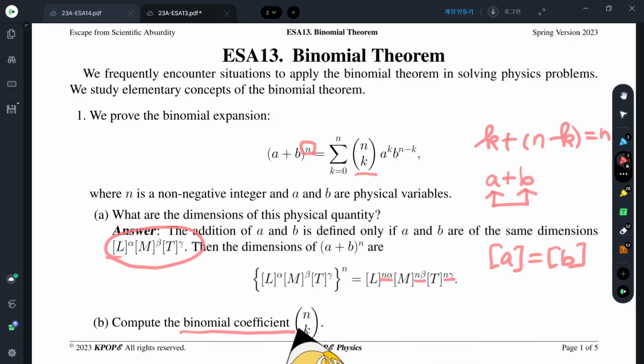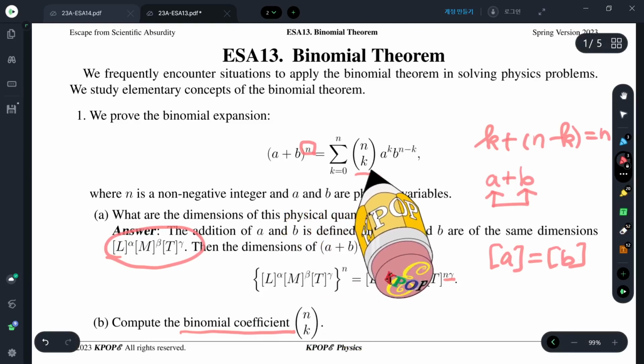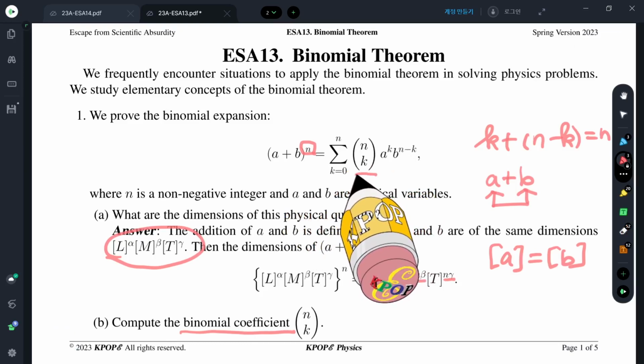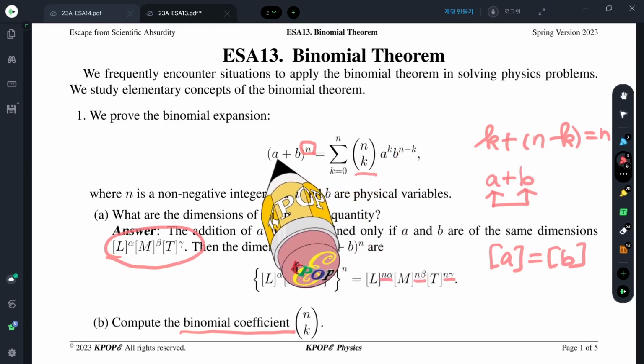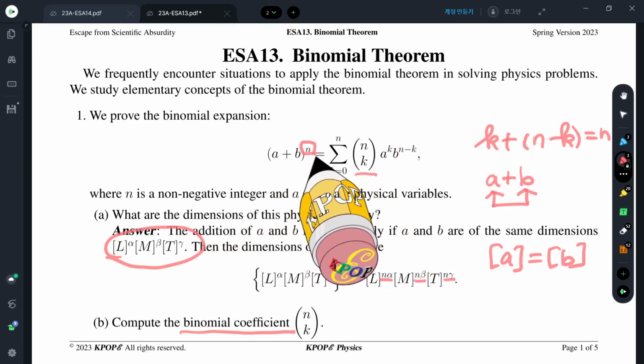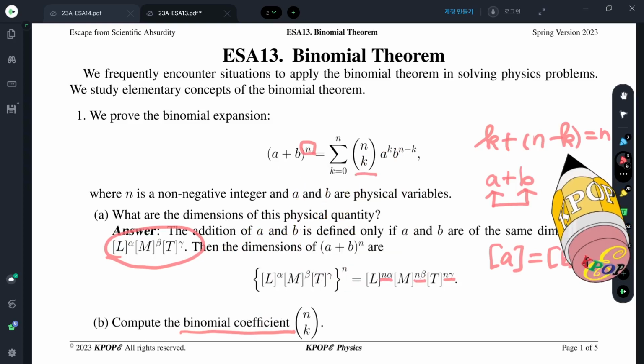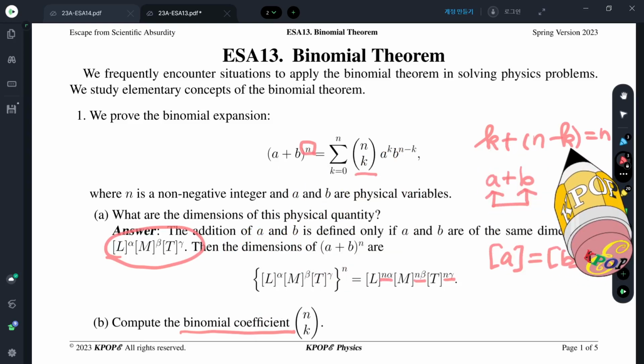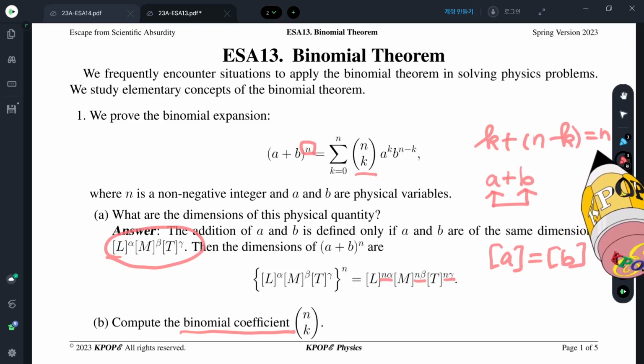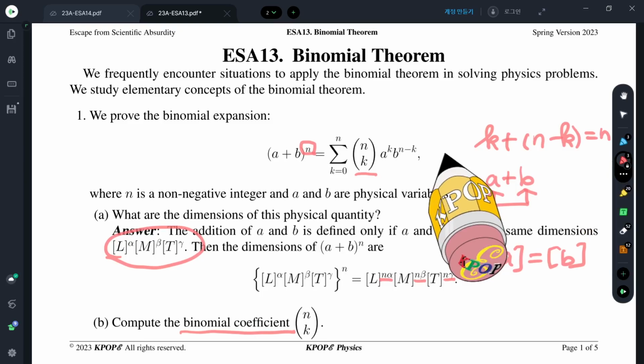Compute the binomial coefficient n choose k. This is supposed to be the same as the number of cases. If you choose A and B n times, the sum of these two indices must be the same as n. How many distinguishable cases are there? That's the problem.